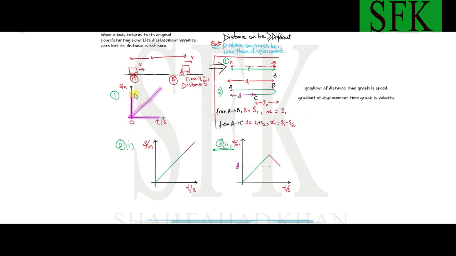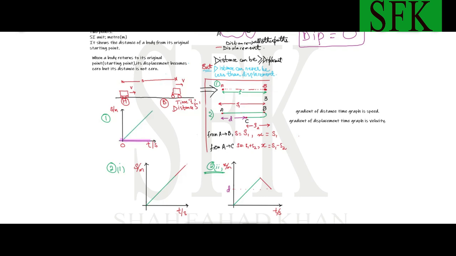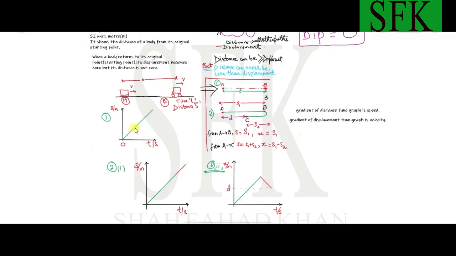Now there are a few properties of the graph that we need to know. What does the gradient of the graph represent? The gradient or the slope of the graph represents the speed in distance time graphs, and the gradient of displacement time graphs represents velocity. In this case, the velocity was constant, right? So the graph has a constant gradient, because the velocity is constant. Since the velocity represents the gradient of this graph, the graph is going to be a straight line passing through the origin with a constant gradient.